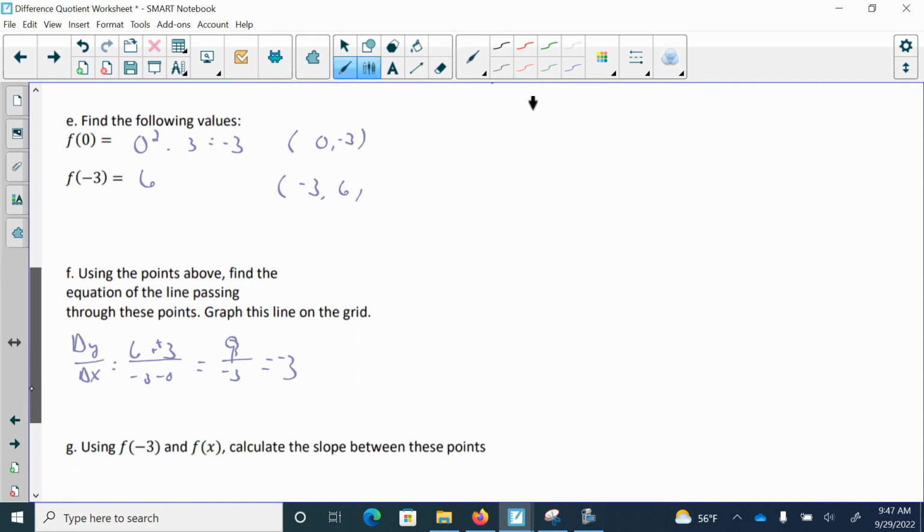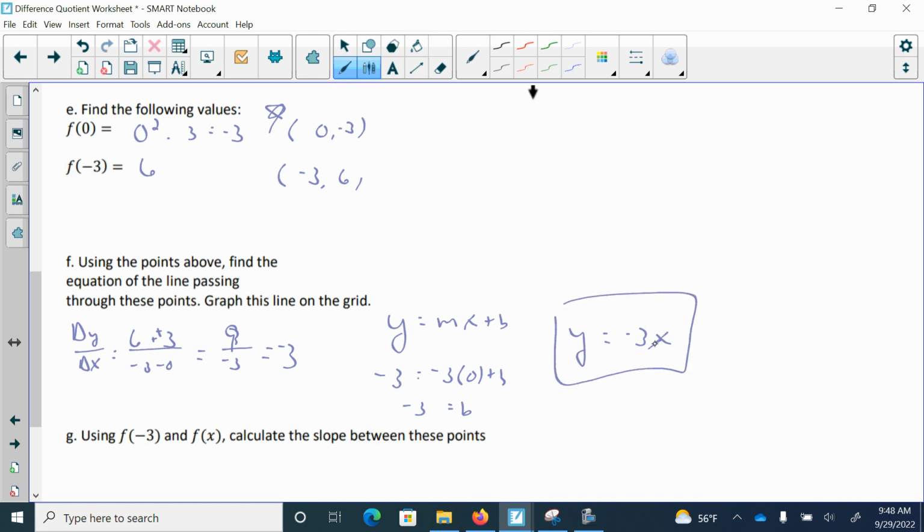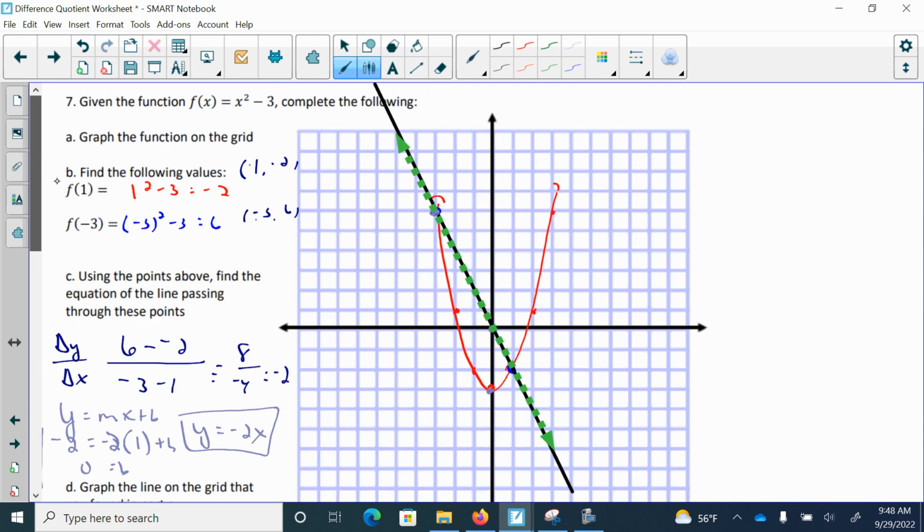And then find the equation. y is equal to mx, I'm ignoring you people, plus b. Are we using this word here to be, okay, fine. y is negative 3 m, which is negative 3 times 0 plus b, so b is equal to negative 3. So my equation is y is equal to negative 3x, yes? I knew that. And I drew that line right there. Yes? Oh, I did not. Did I? I feel like I made a mistake.